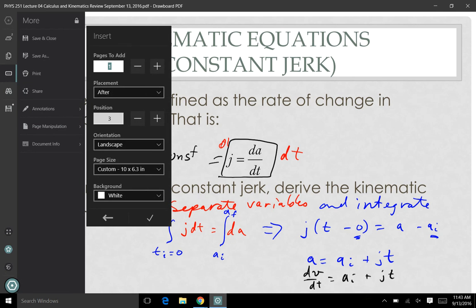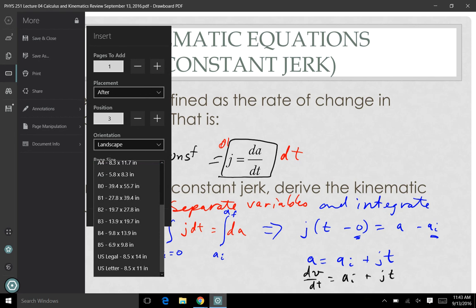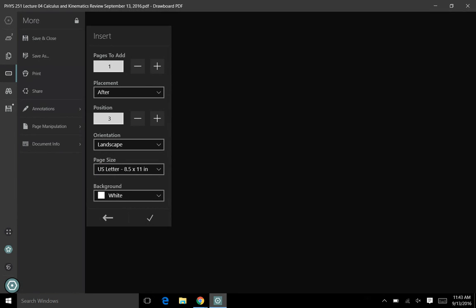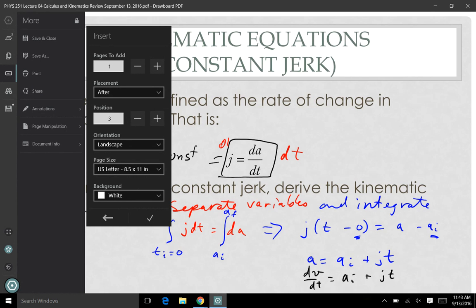This is the weirdest thing. I guess it wants me to put in pages that are the same size as what I'm using, but I don't want to. I want to put 8.5 by 11s, and it's like at the very bottom. Just in case you wonder why I do these things.